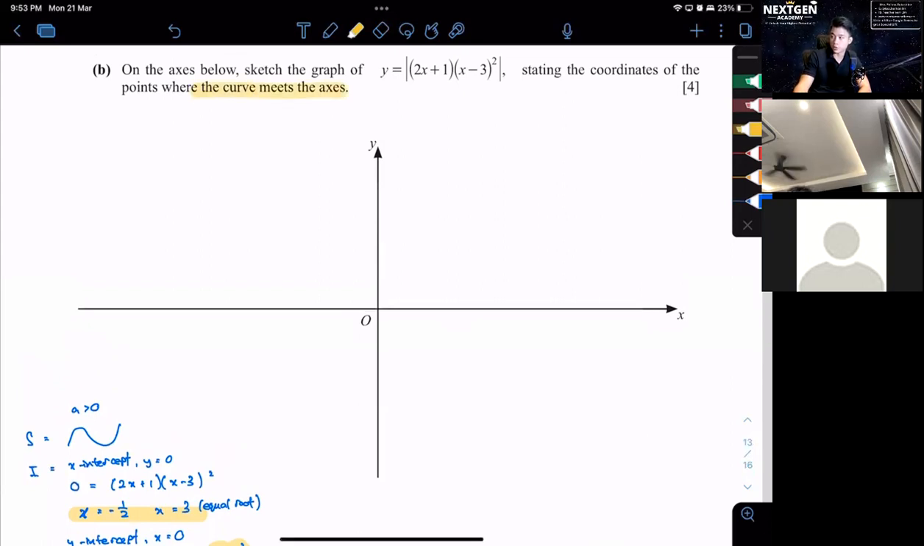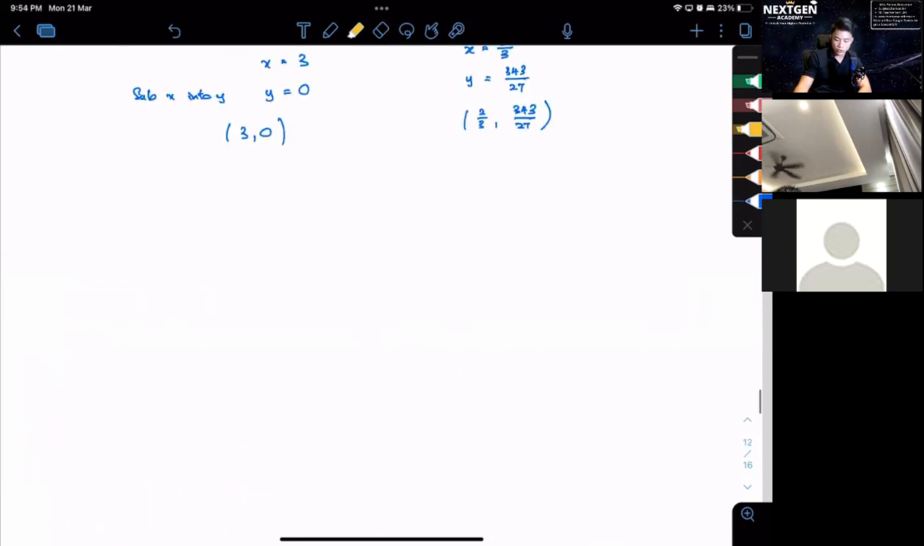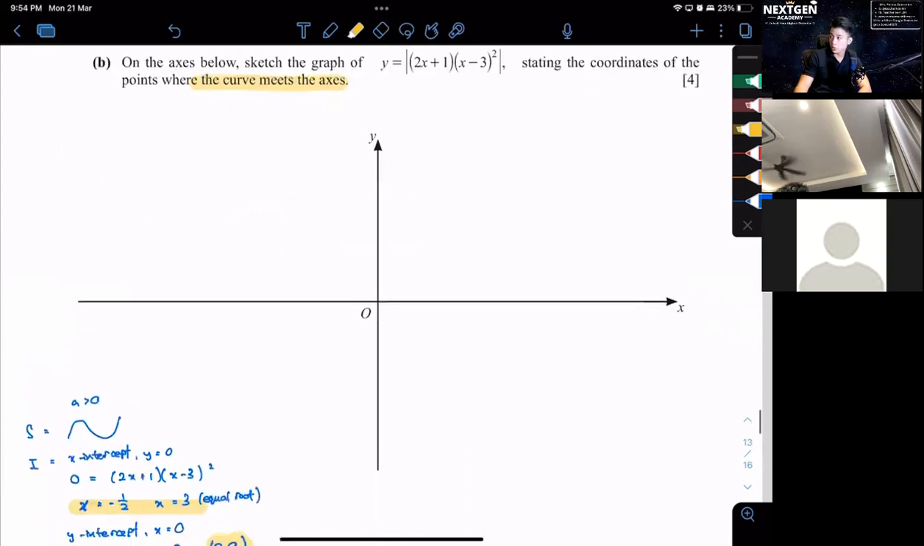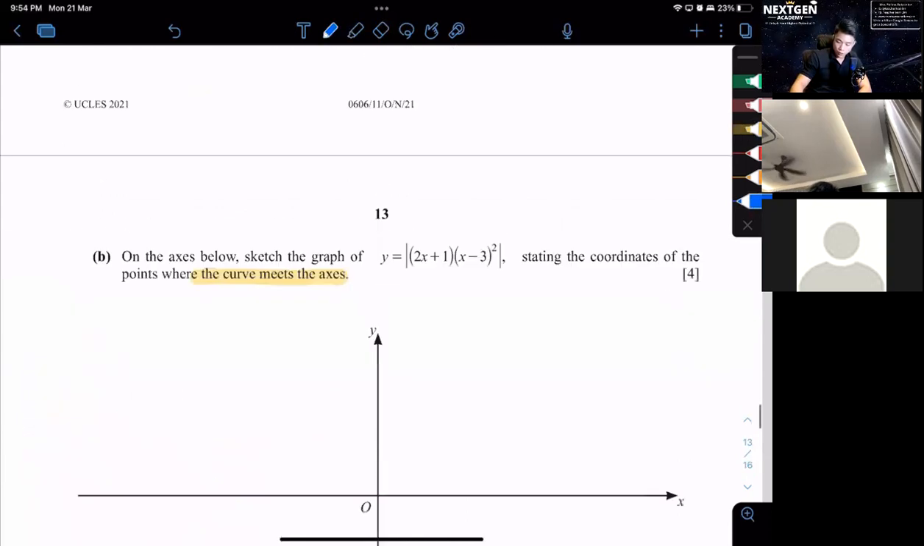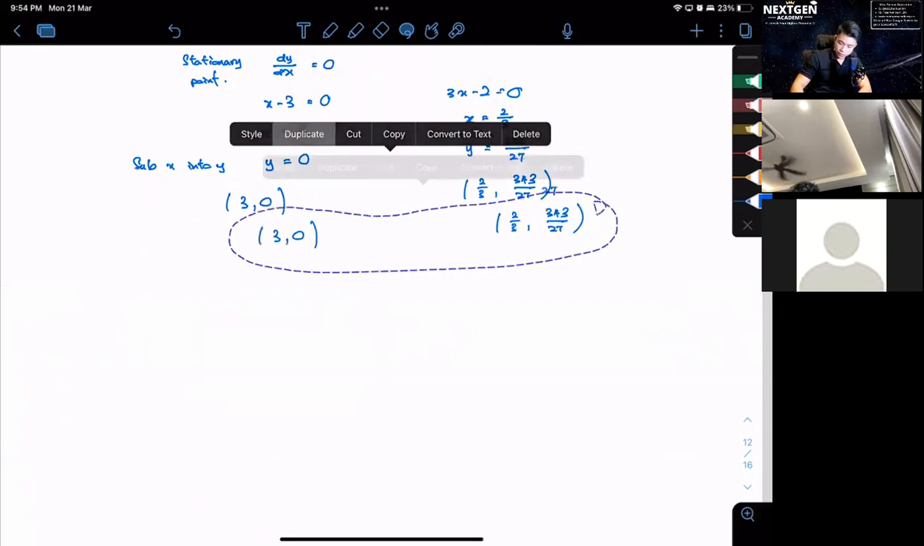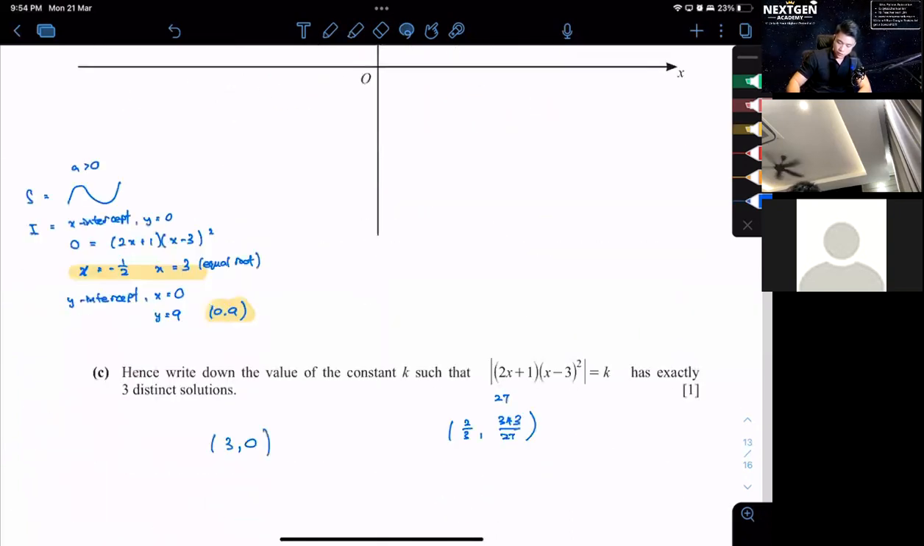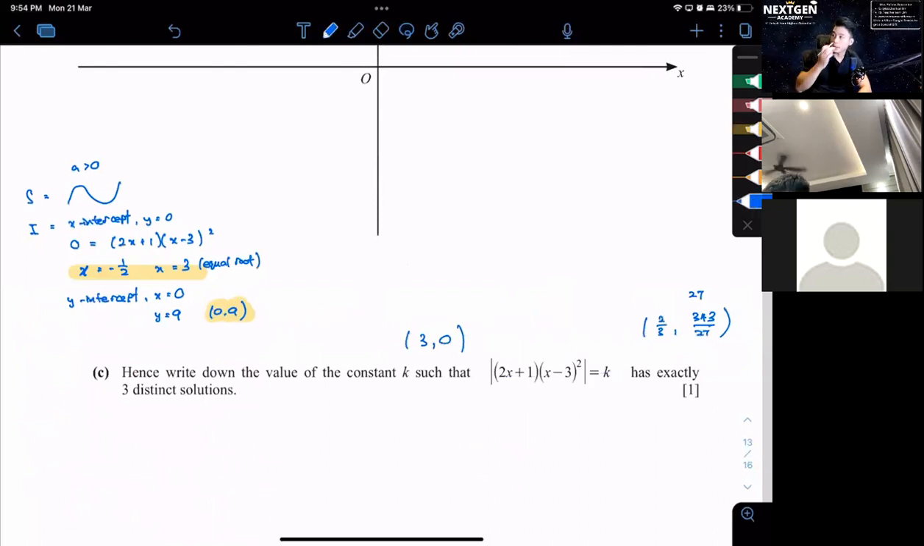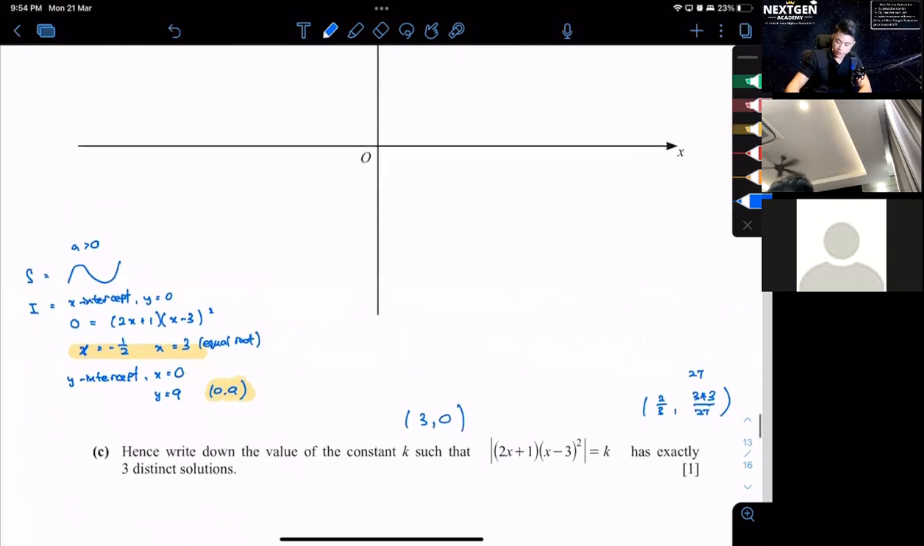But for the next question, we actually need to understand what we are doing from the first part also, which is your turning points. The turning points just now, what we found is these two values, (3, 0) and (2/3, 343/27). Let me just copy this there first. Then we can see how to make sense of this. So you all see, these were the coordinates of my stationary points.